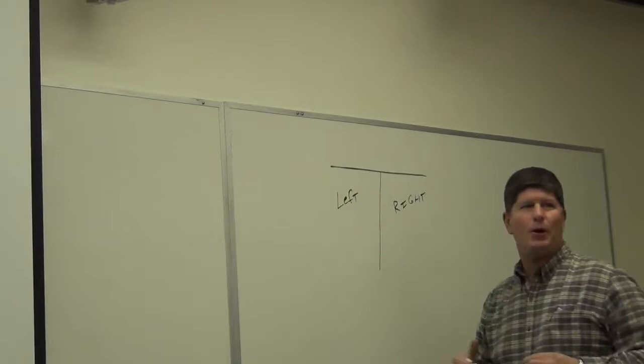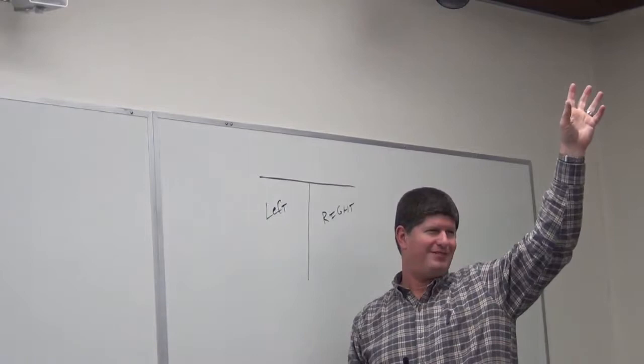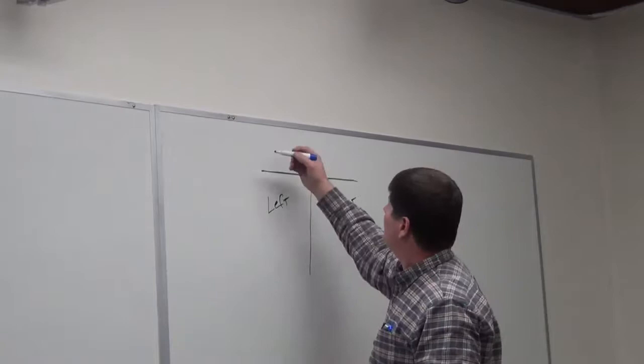Accountants never talk in terms of left and right. Anybody ever been out on a boat? Do they have left and right on a boat? No. What do they have? Port and starboard. So that's the technical term for people out on a boat. Accountants have their own technical term. We have what's called debits and credits.